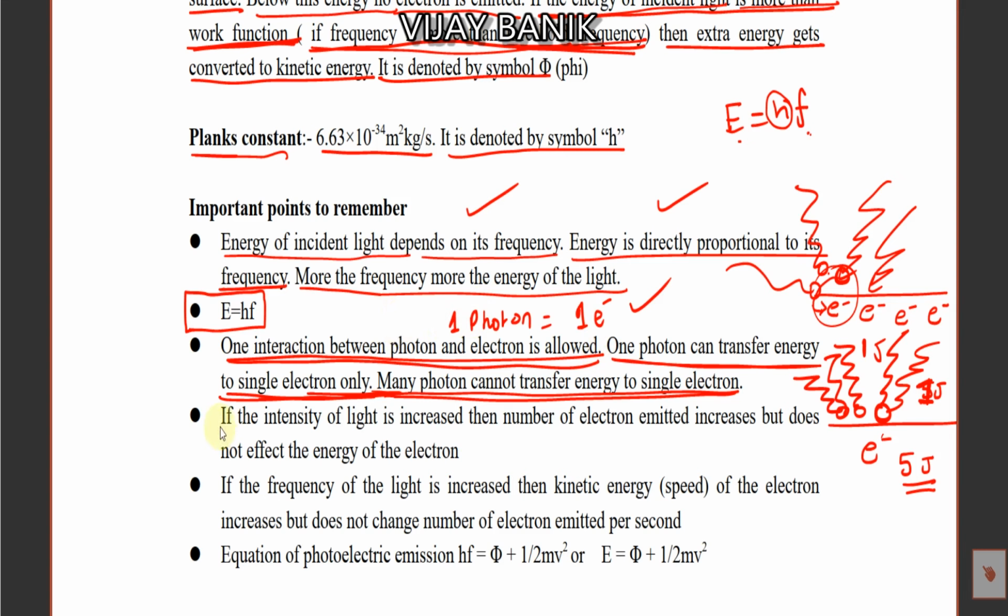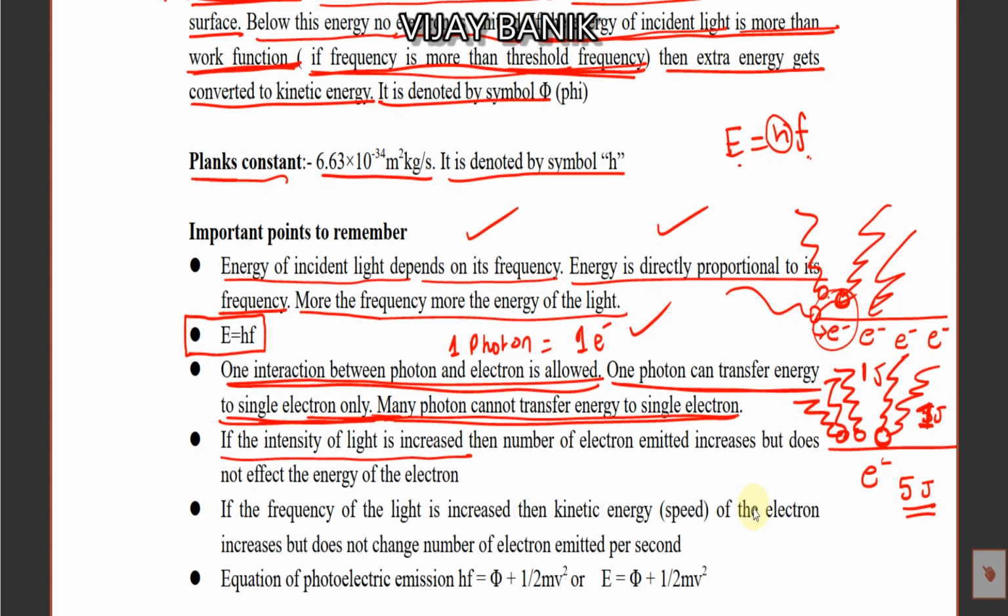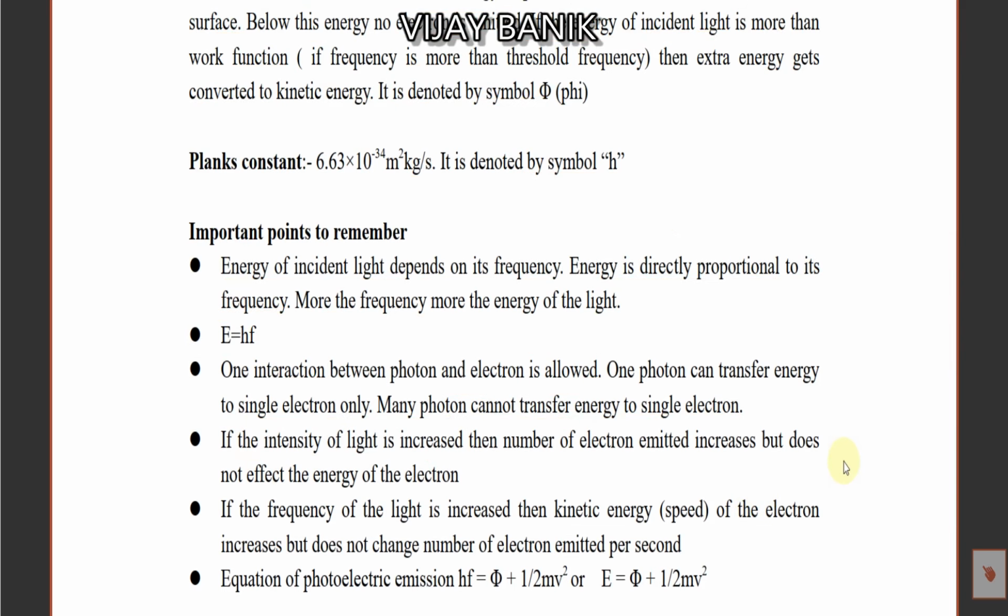Okay, now what is this? If the intensity of the light is increased, what do you mean by intensity? You guys know what is the meaning of intensity, right? Intensity means the number of photons that are hitting. Like for example, I have two plates over here.